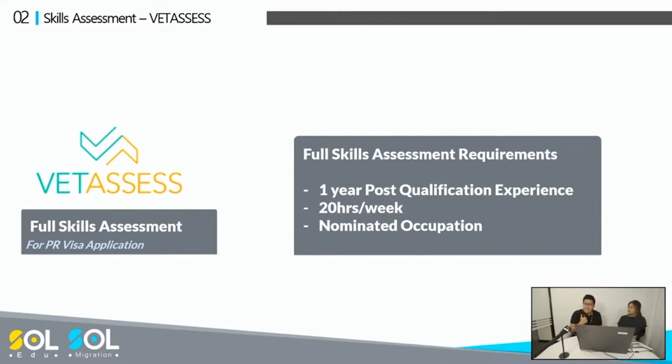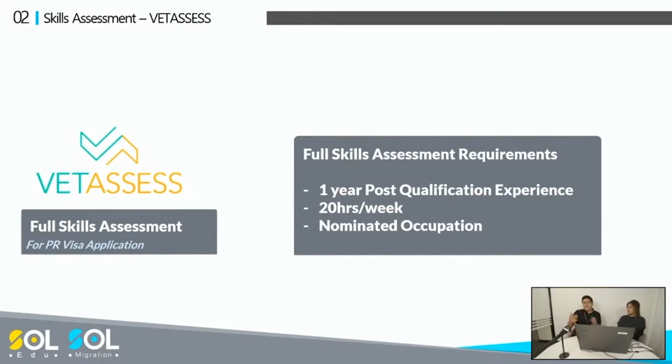But to pass the full skill assessment, you must be aware there is an additional requirement, which is 1 year of post qualification experience. It means you have to work in the field for 1 year. Not in the field exactly. It means you must be employed in the nominated occupation, which means you must work as a civil engineering draft person.